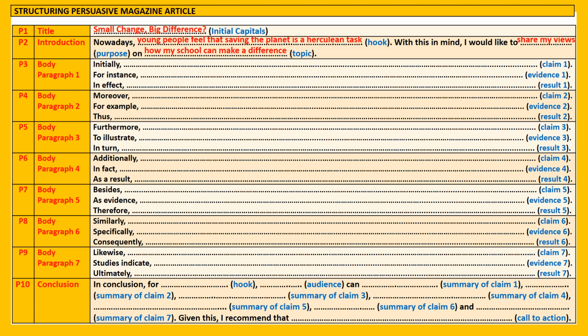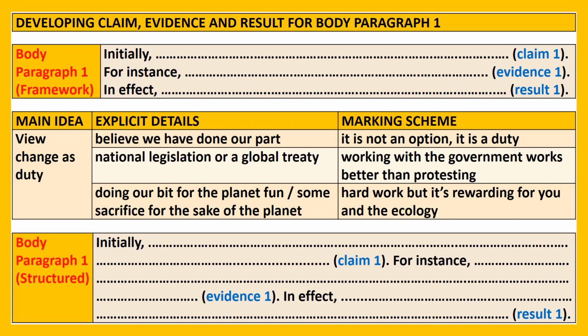Now use the framework to develop the claim, evidence, and result for body paragraph 1. Begin each claim, evidence, and result with addition, illustration, and result transitions respectively. Utilize insights derived from the explicit details and the marking scheme outlined to formulate supporting details to be incorporated into the first body paragraph.